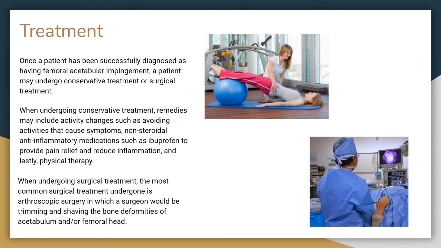Once a patient has been successfully diagnosed as having femoroacetabular impingement, a patient may undergo conservative treatment or surgical treatment. When undergoing conservative treatment, remedies may include activity changes such as avoiding any activities that can cause symptoms, non-steroidal anti-inflammatory medications such as ibuprofen to provide pain relief and reduce inflammation, and lastly, physical therapy.